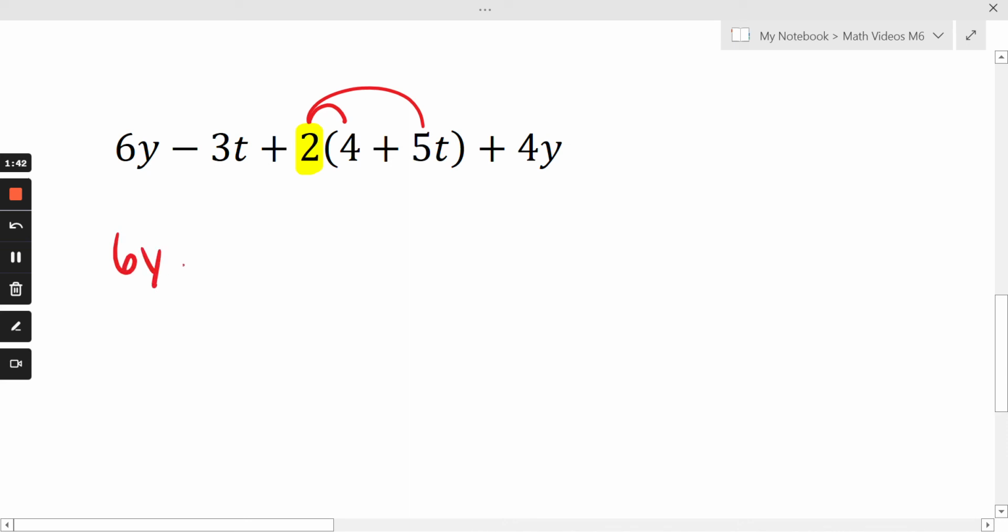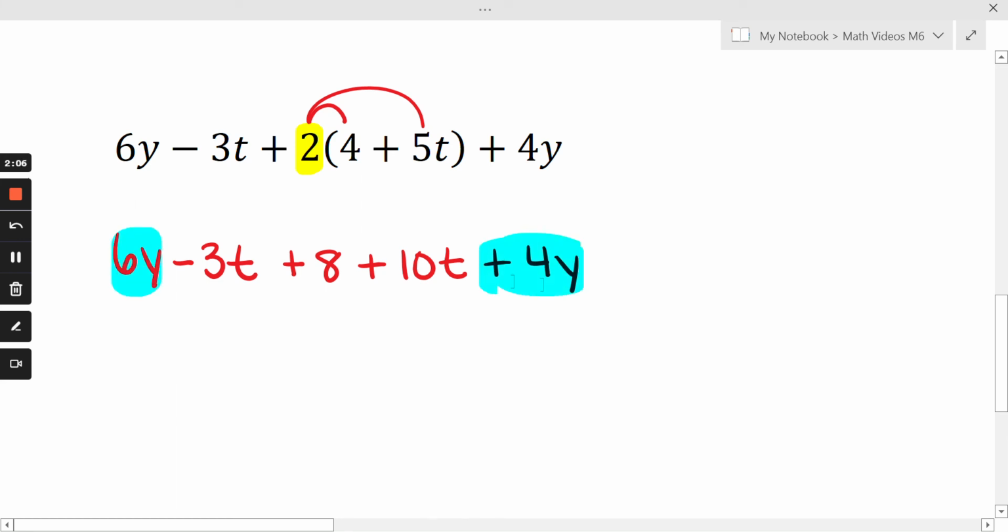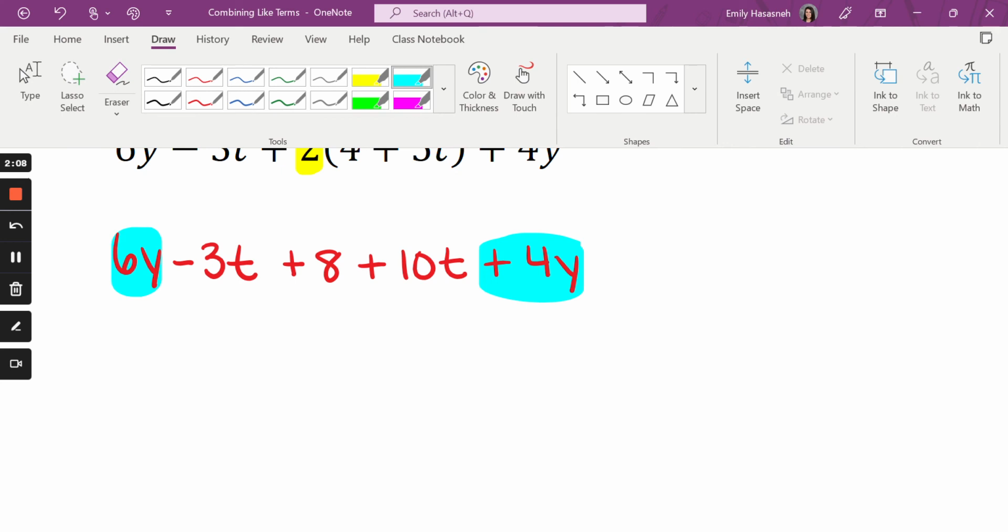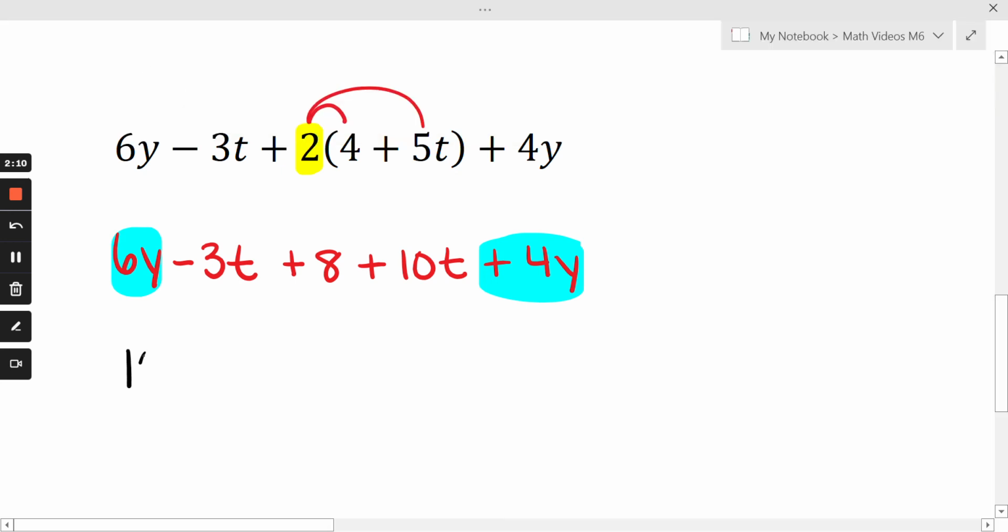I have a 6y minus 3t, and I multiplied the 2 times 4 to get me 8. And 2 times 5t is going to get me 10t. And then I have the 4y at the end here. Now I can go ahead and start to combine any like terms that I have. And I notice that I have a 6y plus 4y. And together that will get me 10y.